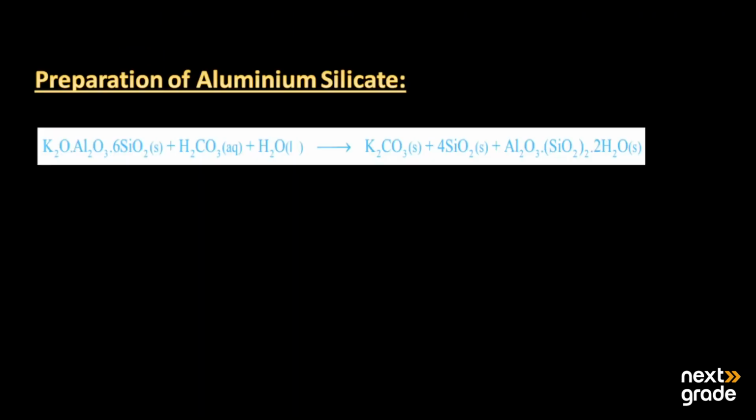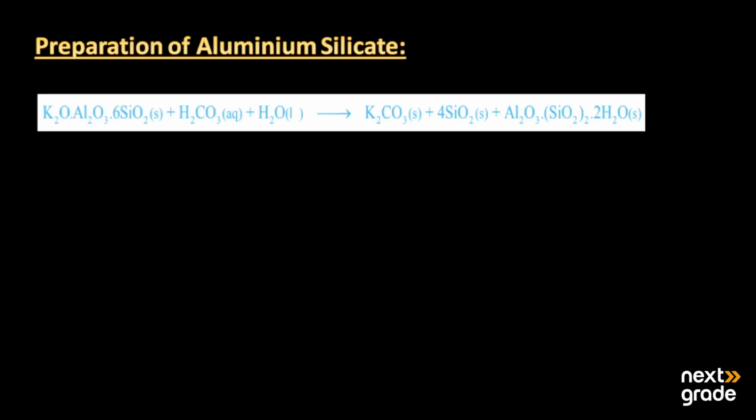Next we have the preparation of the aluminium silicate. Here we have the following reaction, which is mainly known as the weathering of potassium feldspar. This process is known as weathering of potassium feldspar. This is the formula of the potassium feldspar, in which K2O.Al2O3.6SiO2 reacts with the carbonic acid, which is H2CO3, in the presence of water.